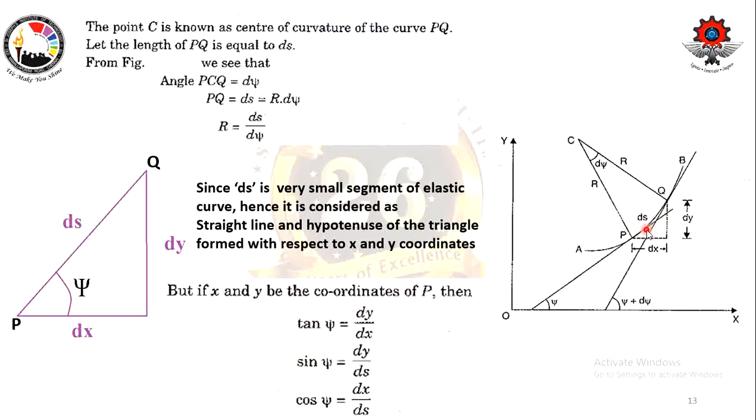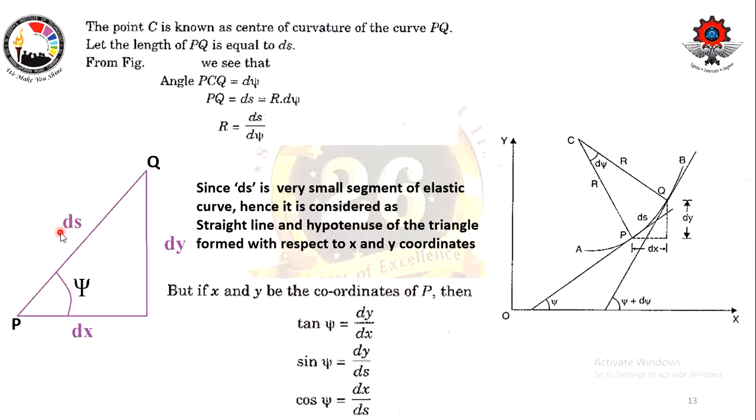Here we have to note one important thing: ds is a very small segment. In the curve AB, PQ is a very small segment, that is nothing but your ds. With the naked eye, it is visible as a straight line, hence it is considered to be a straight line. Considering that, we form a right angle triangle by extending this line along the x-axis and this line along the y-axis. So we have formed a right angle.